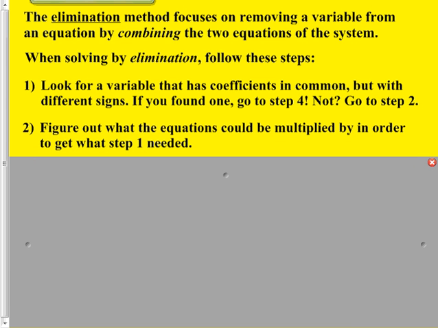Now, step 2 is going to be to figure out what the equations could be multiplied by in order to get what step 1 was looking for. This may involve just multiplying one equation by some value to make the coefficients match up the way step 1 wanted, or it might actually mean picking one value to multiply one of the equations by and a different value to multiply the second equation by. You'll get the hang of this more when you see some examples.